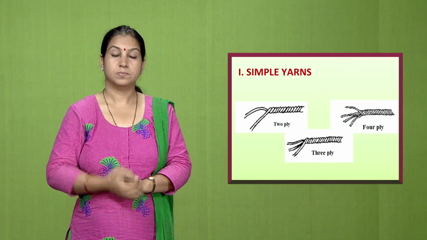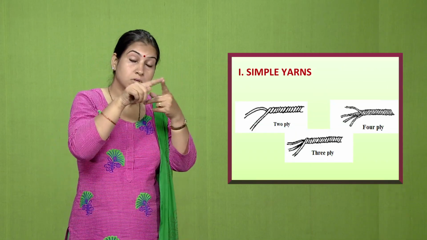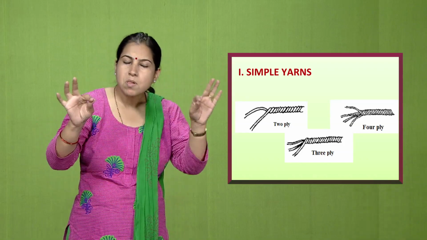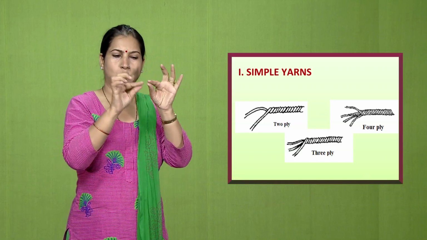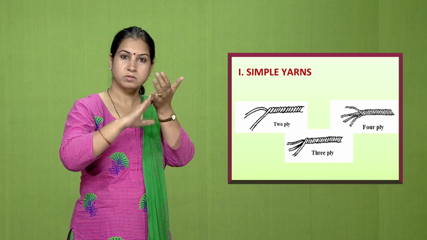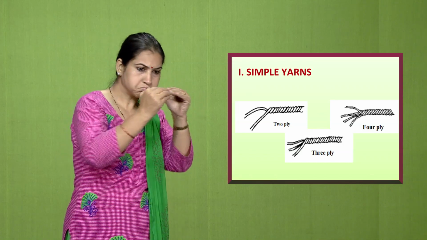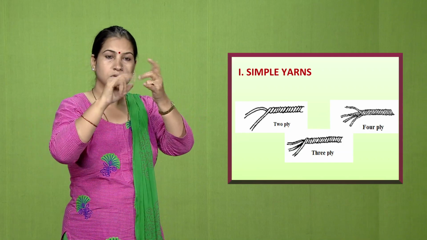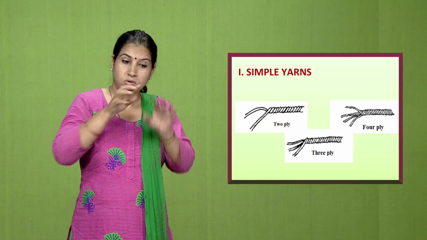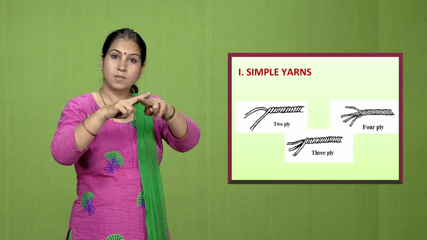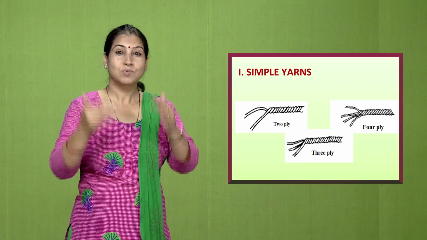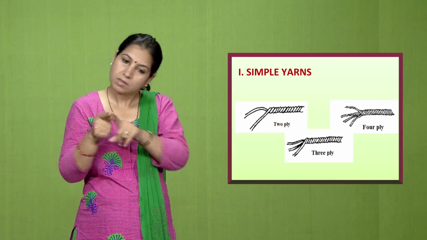Let's talk about the simple yarns and their types in detail. Simple yarns have uniform thickness. They have a smooth surface. They have an equal number of twists per inch along their length, and most stranded fabrics for clothing and household use are made using these yarns.